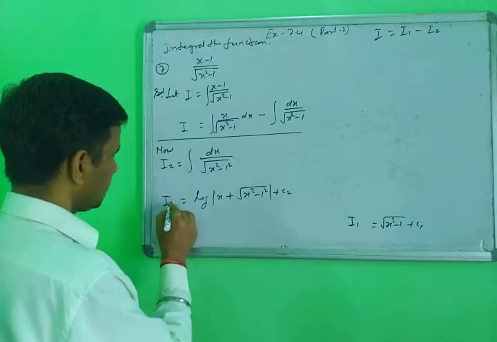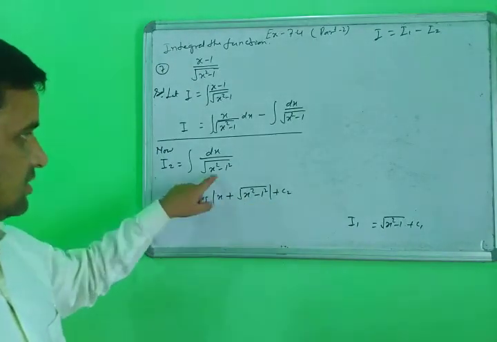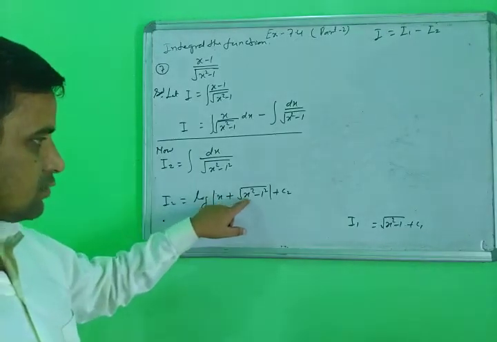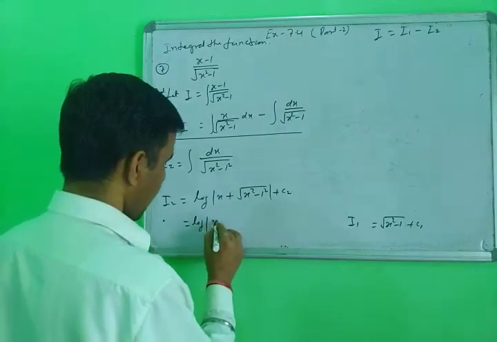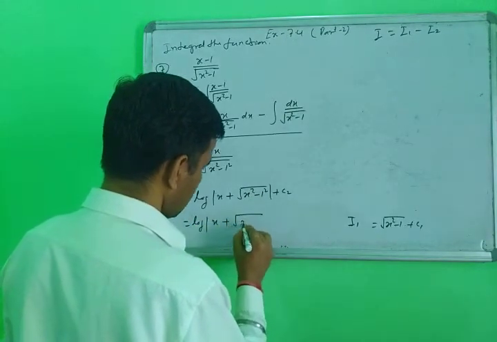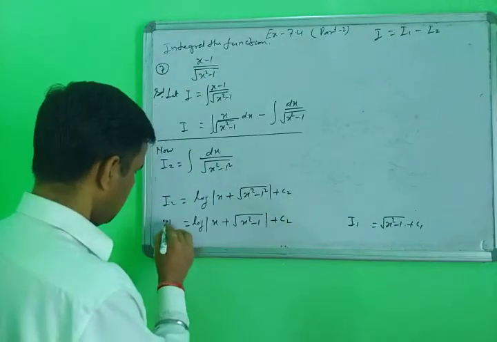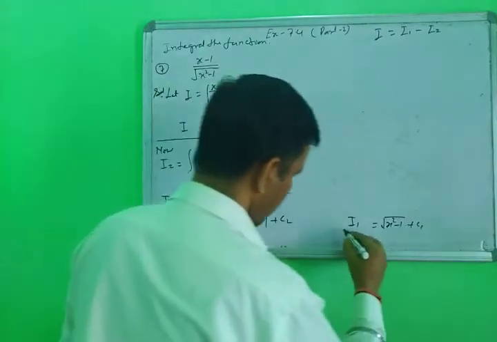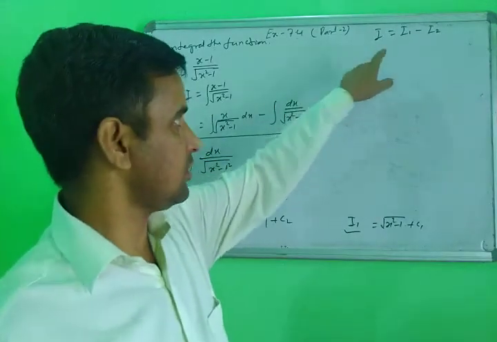Because in the integration of I2 we get a constant c2. This uses the direct identity for x square minus a square: log x plus square root x square minus 1, plus c2. This is the value of I2. Putting both the values of I1 and I2 here, you will get the result.